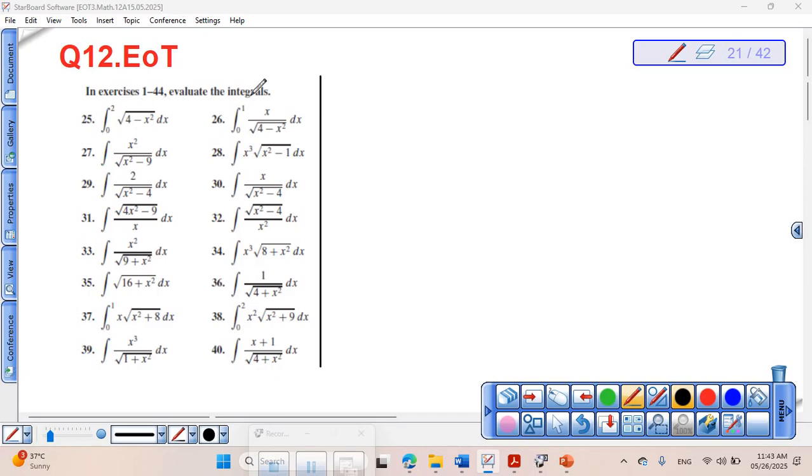How to solve it? By substitution, or maybe a general formula or by rules, as you see. Question 25: integral from 0 to 2 of radical 4 minus x squared dx. Okay, how to solve this equation?